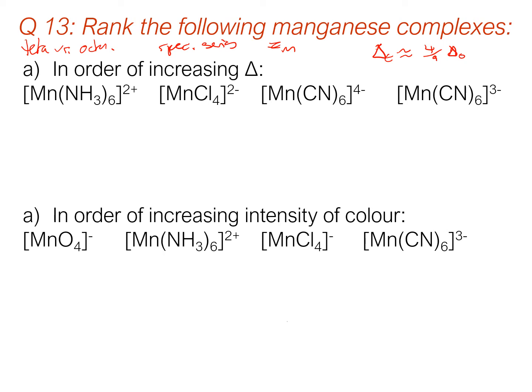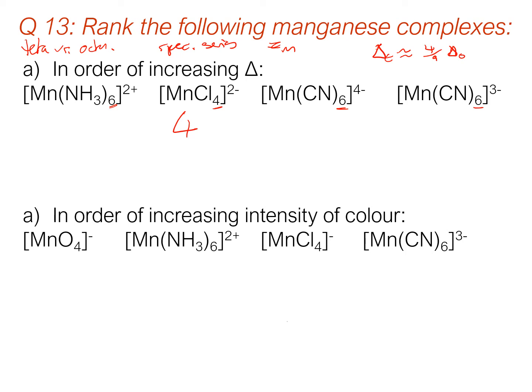Now all the ligands that we're looking at here are monodentate, so we can just look at how many ligands there are around it. That's going to be the same amount of donor atoms, and then we can work out whether it's octahedral or tetrahedral. So in this one we've got 6 ammonias, 6 cyanos and 6 cyanos, so all 3 of these are going to be octahedral. This one's just got 4 chloroligands, so this one's going to be tetrahedral. So we can imagine that that has the smallest value of delta.